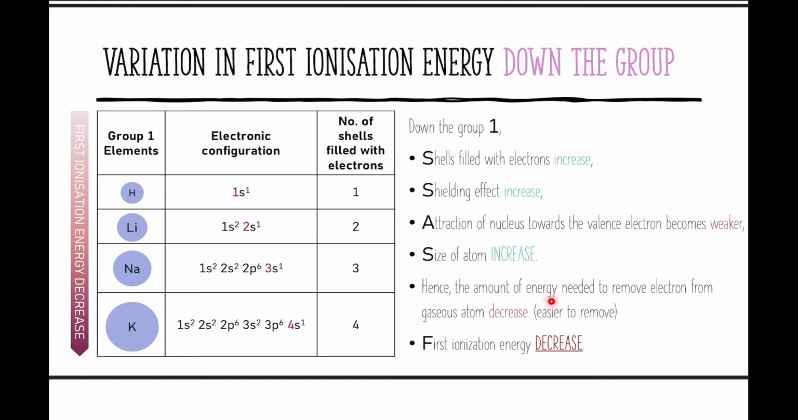Hence, the amount of energy needed to remove an electron from the gaseous atom decreases, which means a bigger atom has its electron removed more easily. Hence, the first ionization energy decreases down the group. It means that removing an electron from potassium requires less energy compared to removing an electron from hydrogen, which is a smaller atom.